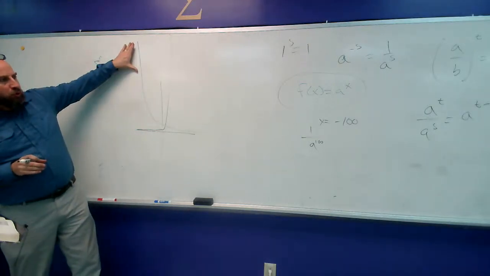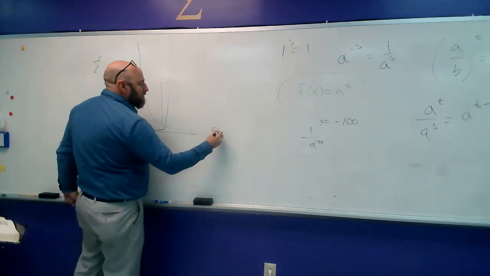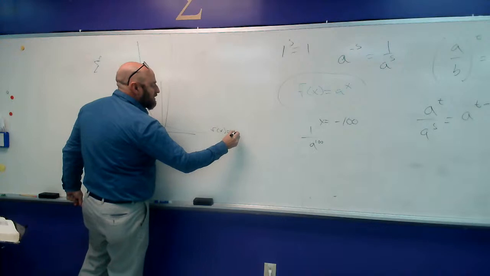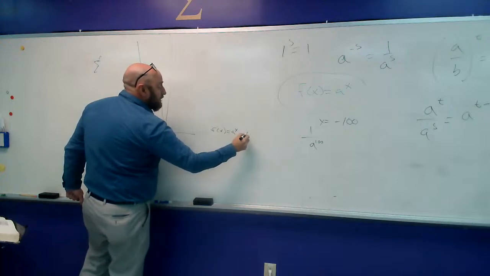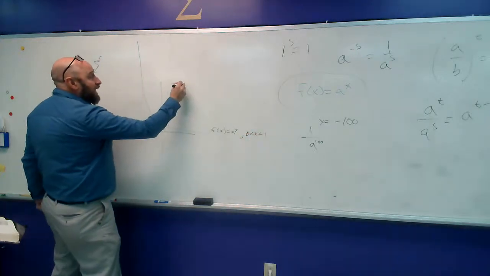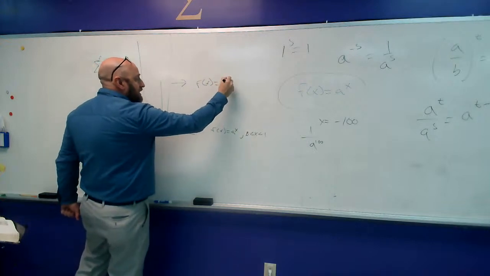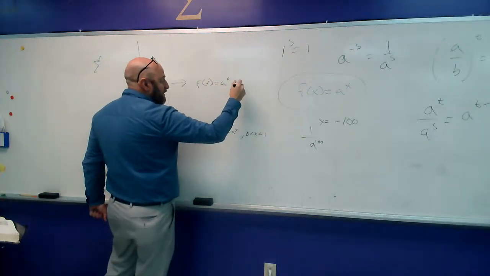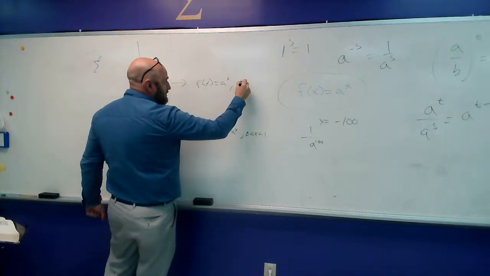So this blue is for f of x equals a to the x, 0 less than x less than 1. The black, same function, a to the x, x greater than 1.